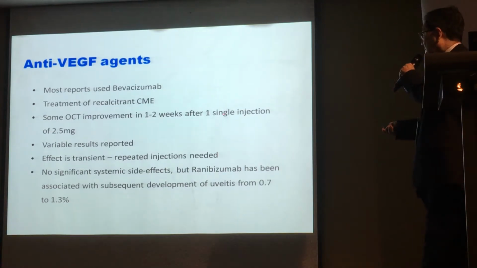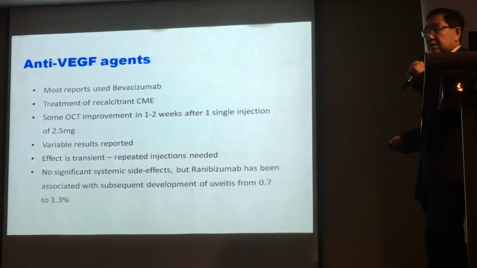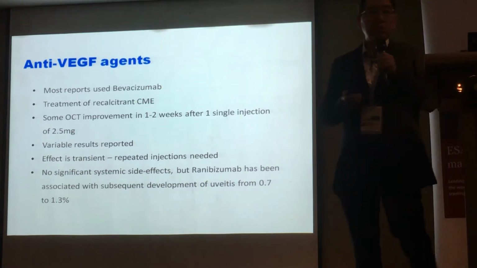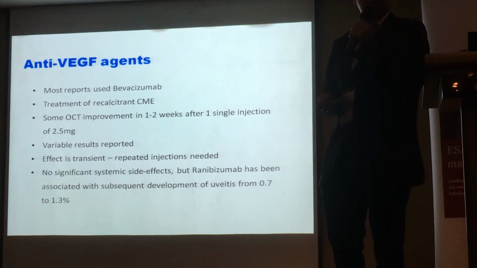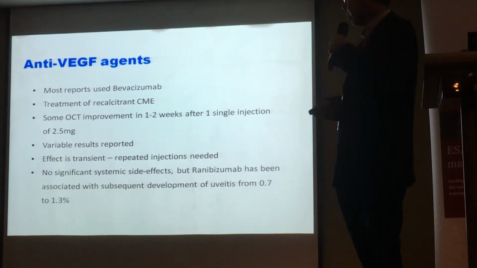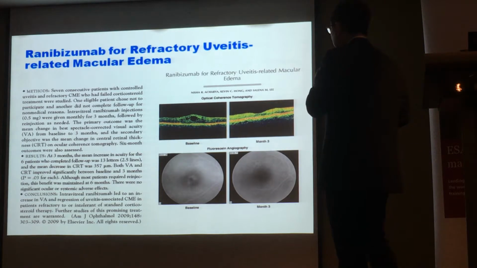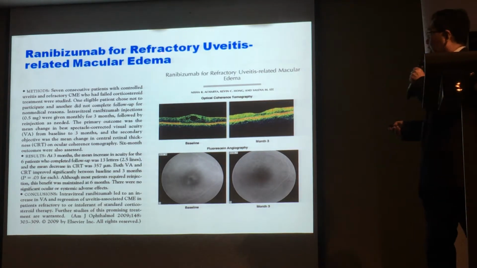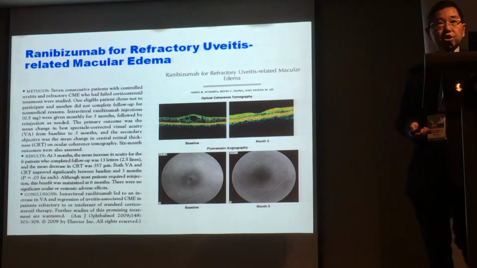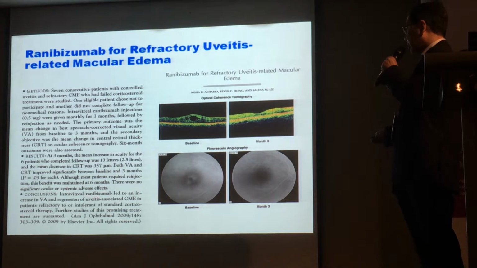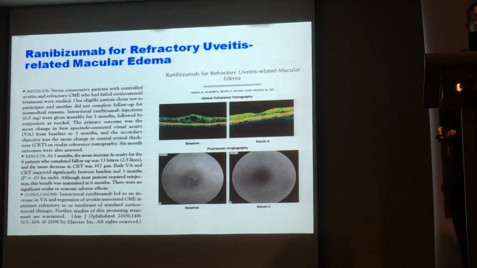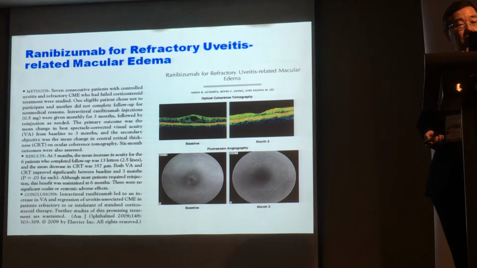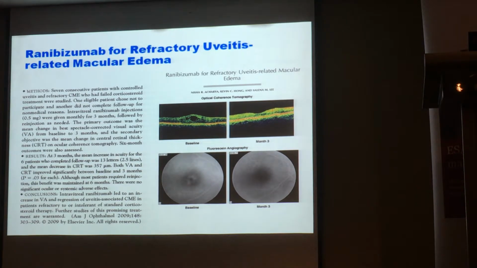Variable results after one injection. Effects obviously are transient. So the effect is going to be more short-lived than intraocular steroid. Right? Triamcinolone will last longer. This is just one paper describing it: ranibizumab for refractory uveitis-related macular edema. The conclusions here were that it could increase visual acuity, resolve cystoid macular edema in patients who are refractory or intolerant to standard corticosteroid.